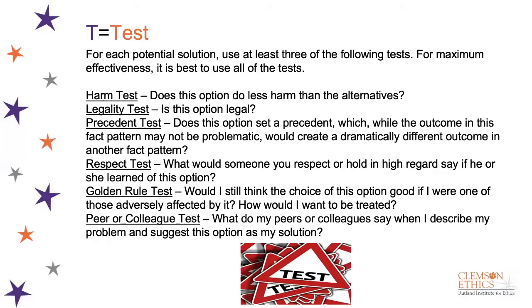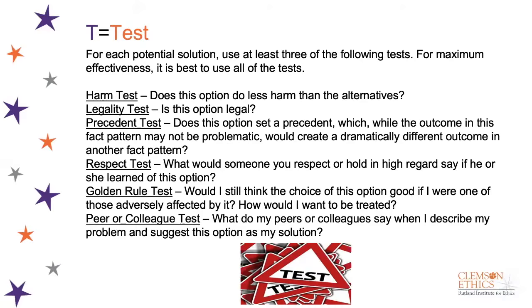The harm test evaluates which solution may be more or less harmful than the alternatives. The legality test justifies an action being legal or illegal. The precedent test looks at whether or not the potential solutions would set a problematic precedent or one that may cause a drastically different outcome in another fact pattern. The respect test examines how someone you respect might perceive your morals after following through with the solution.